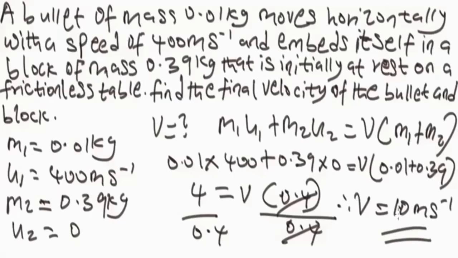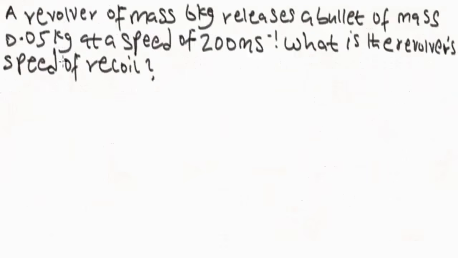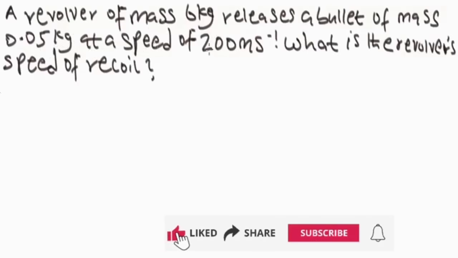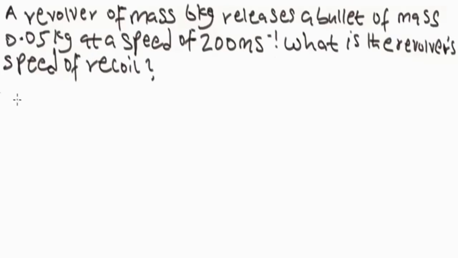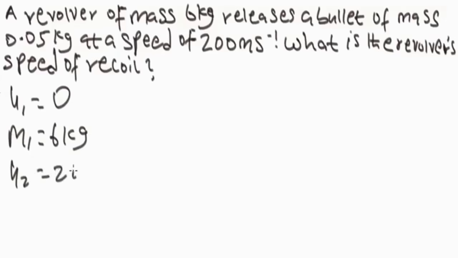Now let's wipe this and solve another problem. Let's look at this question. It says a revolver of mass 6 kg releases a bullet of mass 0.05 kg at a speed of 200 meters per second. What is the revolver's speed of recoil? Let's get the parameters. Our u1 will be 0, our m1 will be 6 kg, our u2 will be 200 meters per second, our m2 will be 0.05 kg.